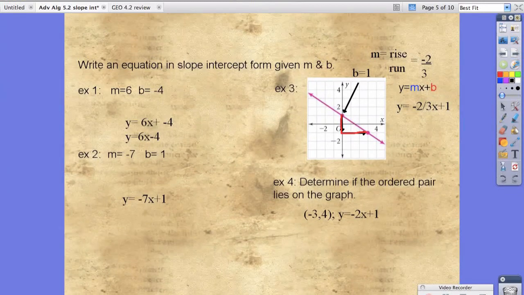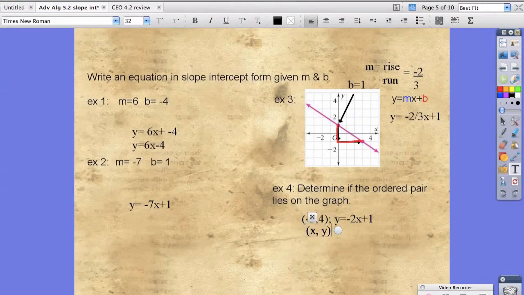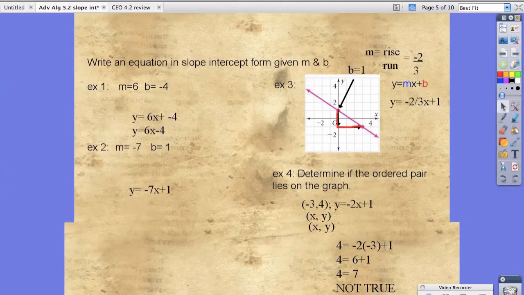Example 4 says determine if the ordered pair lies on the graph. You're going to often see these types of questions on your CSTs or benchmark tests. When they're asking us to determine if it's on the graph, all we simply need to do is substitute the values in and see if it matches. All ordered pairs will start with x comma y, which tells us that x is -3 and y is 4. So we're going to do some substitution. y is now 4, equals -2 times -3 plus 1. We get 4 equals 6 plus 1, which is 4 equals 7, which we will obviously determine is not true. Therefore, the point does not lie on the graph.